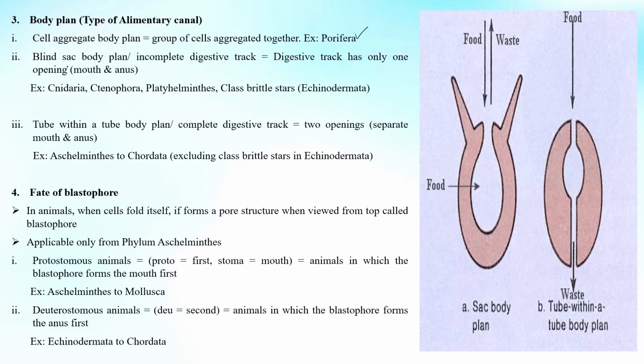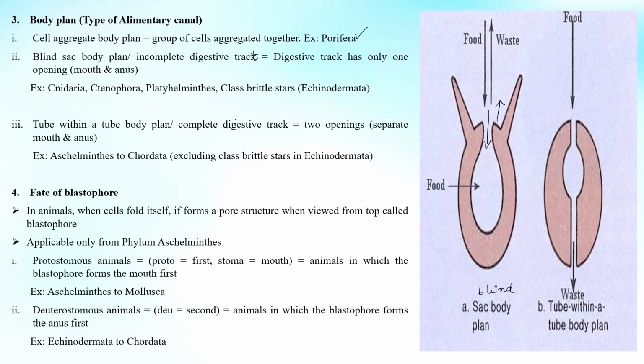Okay, next, secondly, we have blind sac body plan, or what we call incomplete digestive tract. What do we have here? Digestive tract has only one opening. For the food to enter as well as exit, they're going to have only one opening, right? So here you can see this is the blind sac body plan. So here the food will enter this way itself and also exit this way. So they're not going to have mouth and anus separately, they're going to have it in the same opening.